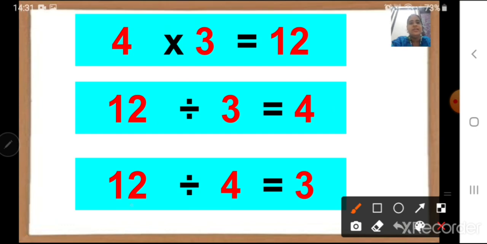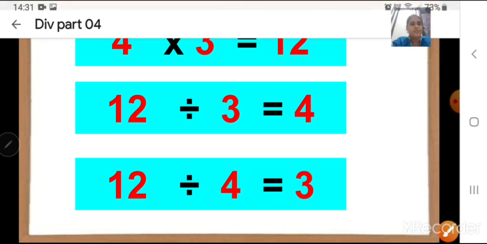The same way, see here, number 12. When we divide it with one of the factors, which is number 4, what will be the answer? The answer, or the quotient, will be 3. This is how they are related to each other.